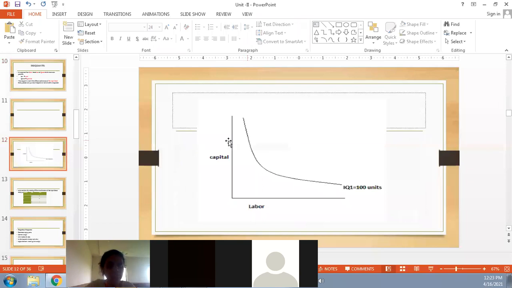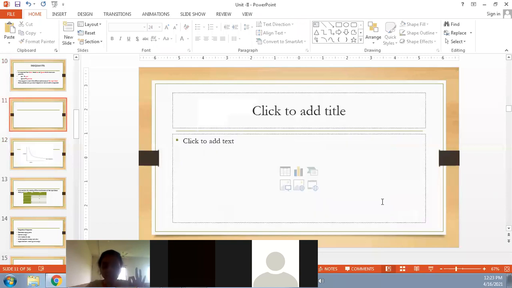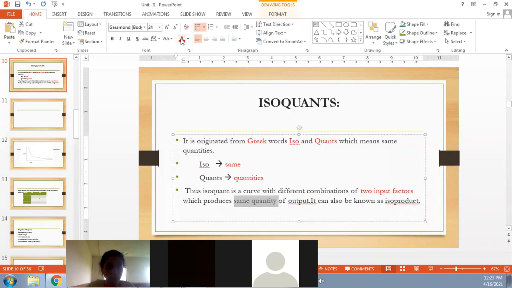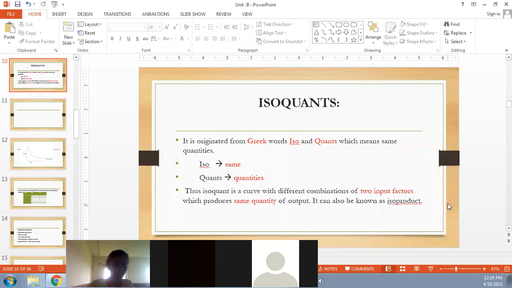This is a curve; at any point we take, it is x-axis data, y-axis data. That means two input factors that we have. So it is a combination of two input factors that produces the same quantity of output. What does isoquant mean? Isoquant is a curve that represents combinations of two input factors producing the same quantity of output. It can also be known as isoproduct. We can also call the isoquant an isoproduct. Isoquant or isoproduct, both are the same.